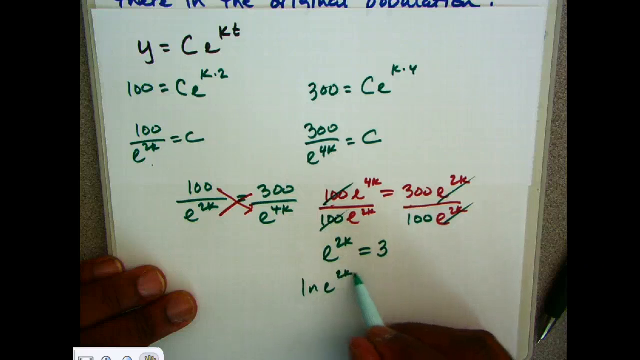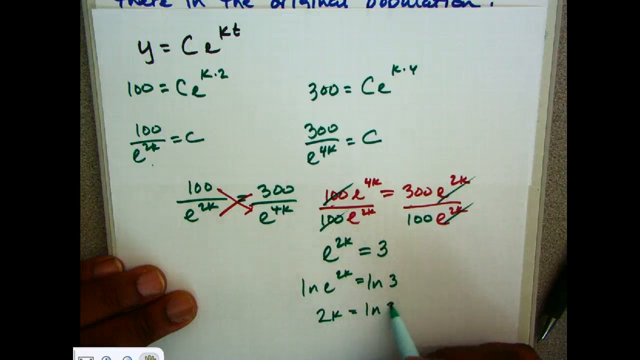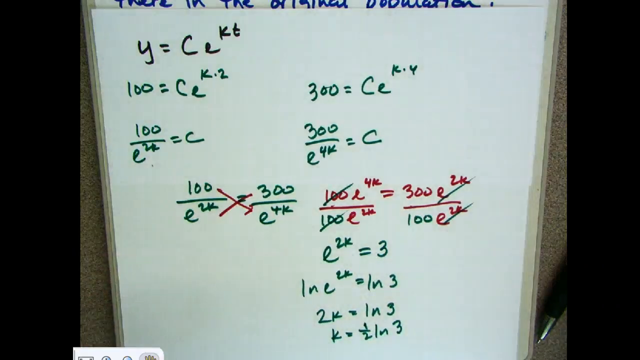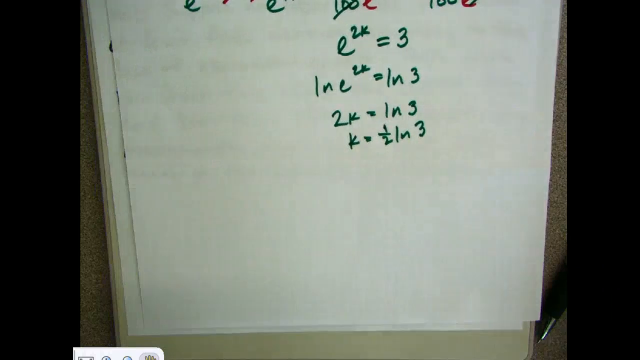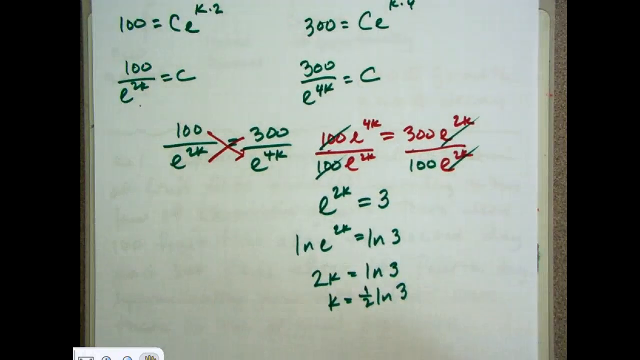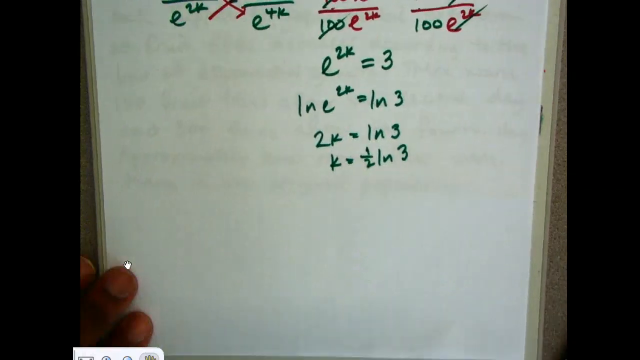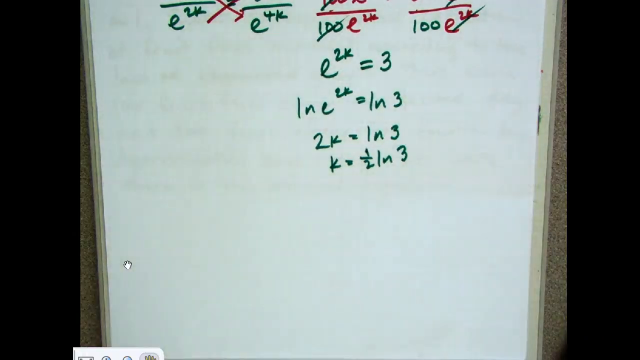Natural log of e to the 2k is equal to natural log of 3. 2k is equal to natural log of 3. Or k is equal to 1/2 natural log of 3. So now we know our constant of proportionality. It is k is equal to 1/2 natural log of 3. So we should be able to use that to find our initial value, our c.